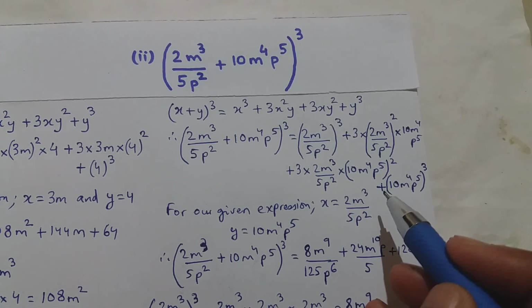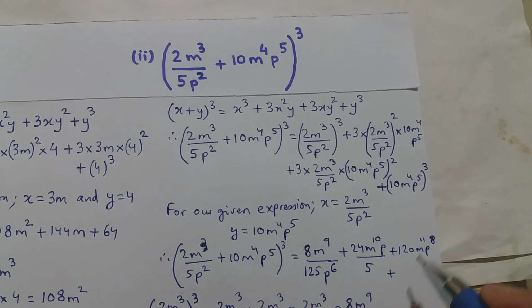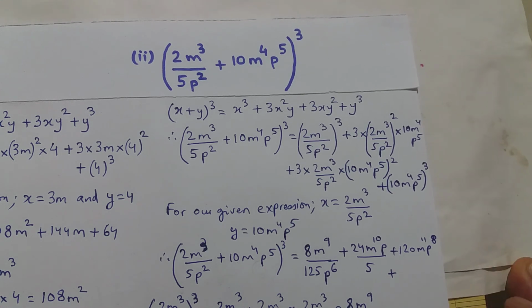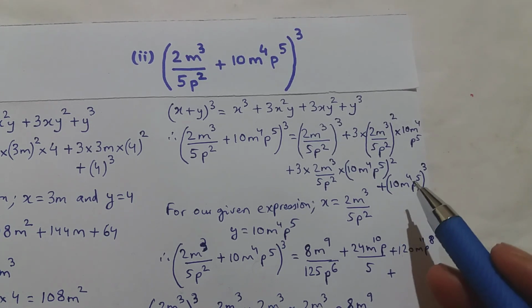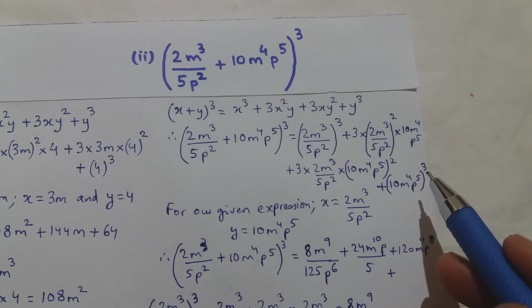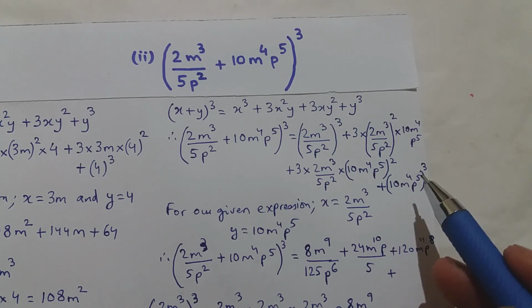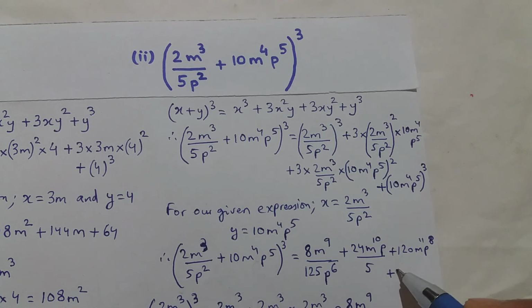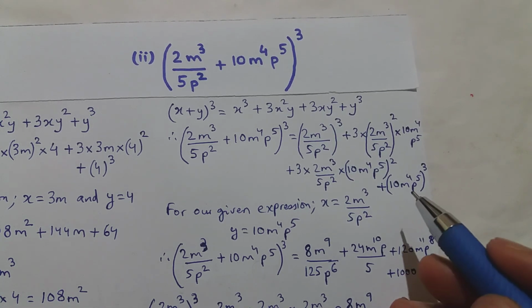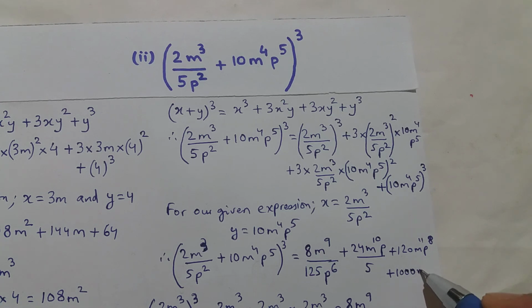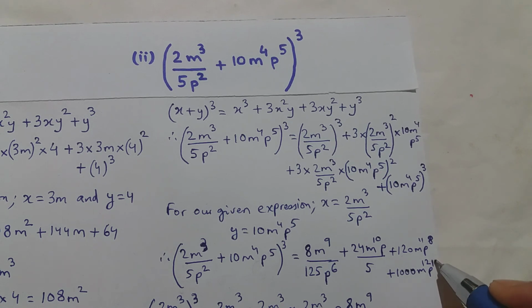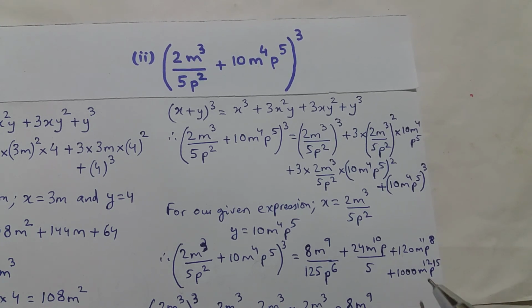And then we are having plus, so I will write it over here, plus (10 m to the power 4 p to the power 5) whole cube. So (10 m to the power 4 p to the power 5) whole cube, when we simplify this, this will become 10 into 10 is 100, 100 into 10 is 1000. So 1000 m to the power 12 p to the power 15. So we get 1000 m to the power 12 p to the power 15.